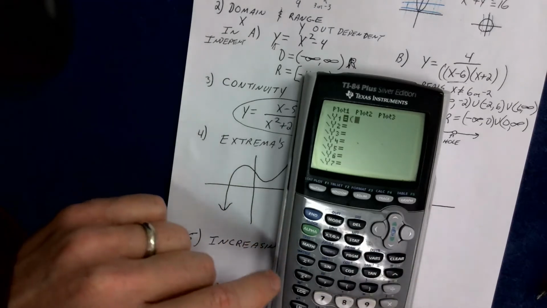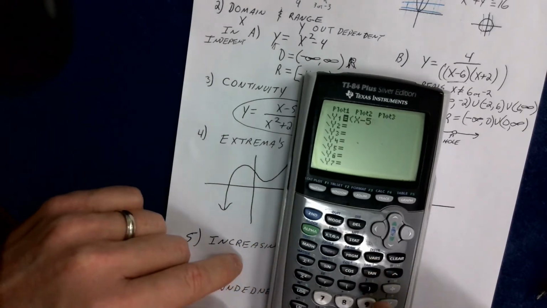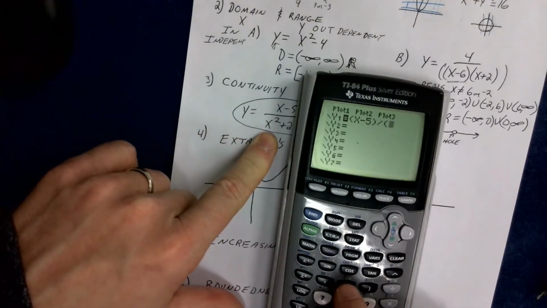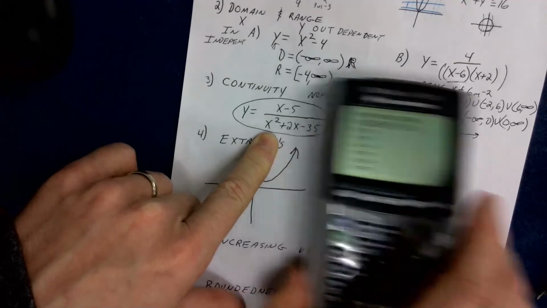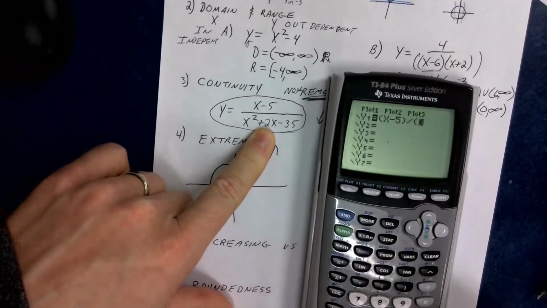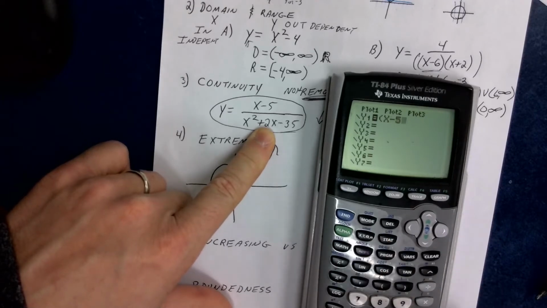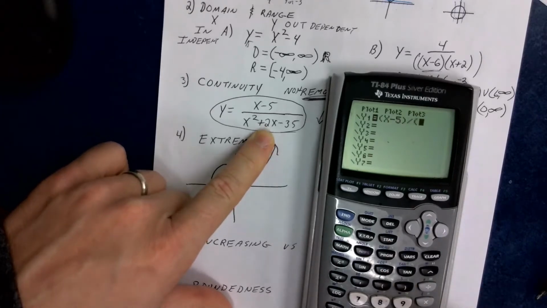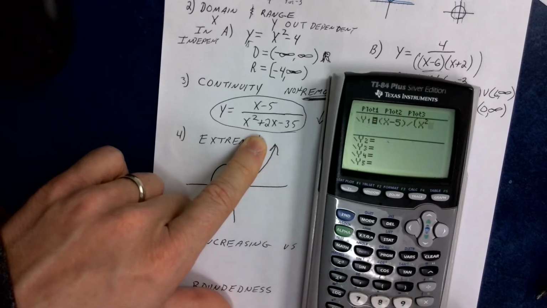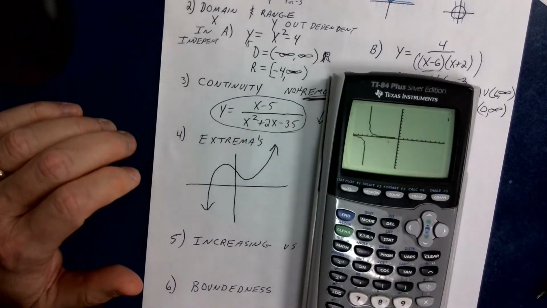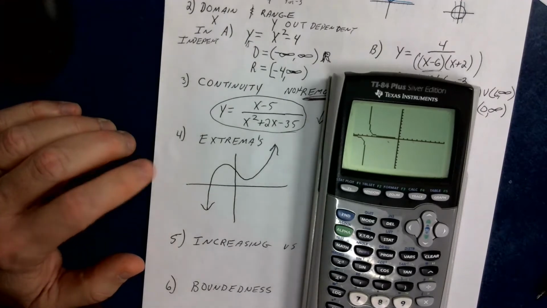So I'm going to do parentheses x minus 5, close parentheses, divided by, remember, big set of parentheses. I don't have two things, so I can just do this in one spot here. Oh, dumb. x minus 5, close parentheses, divided by parentheses, x squared plus 2x minus 35, close parentheses, and graph. And you're like, I don't see the hole.